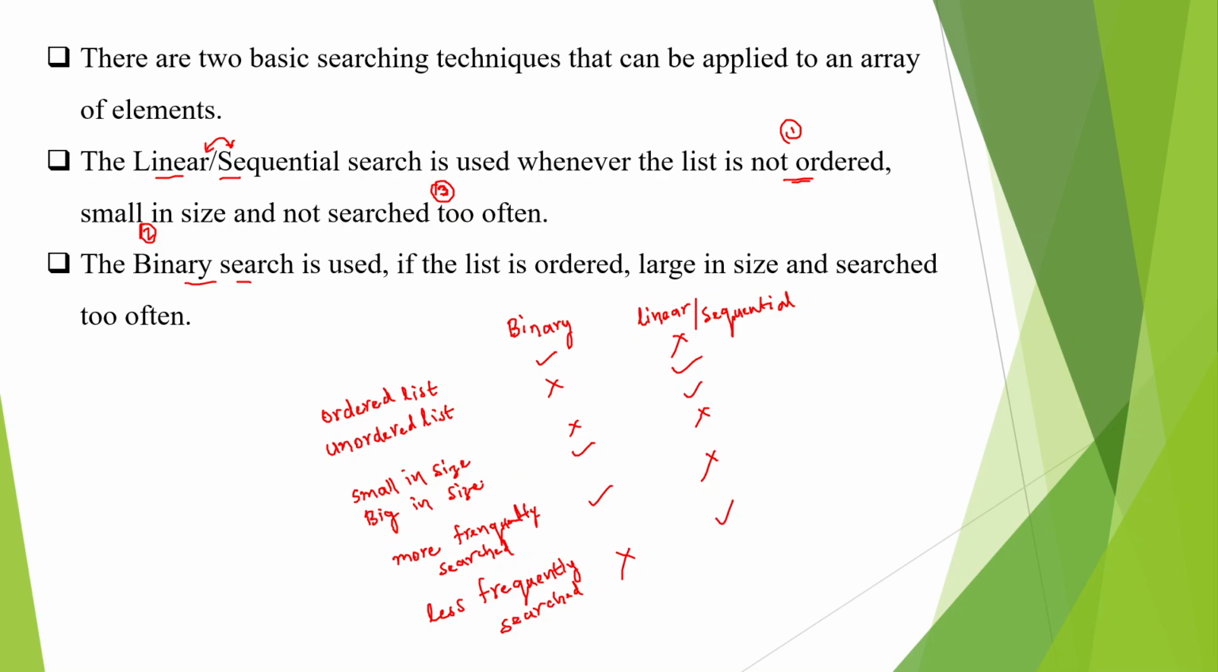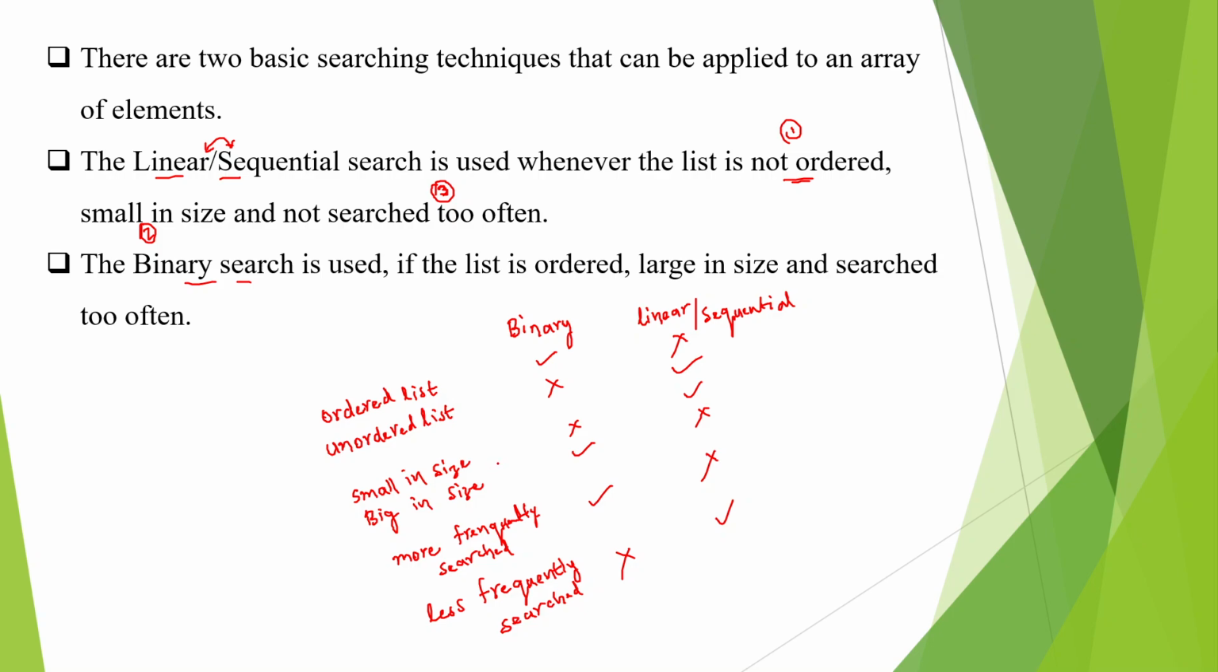You need to act wisely over here. If the list is already ordered and small in size, you can go for linear sequential, because small sizes you have to go for linear sequential only. And if the list is ordered, big in size and less frequently searched, then depending upon the requirement, you can go for either linear or binary. So you remember these three things. The way we apply the searching technique, you can remember in this way.